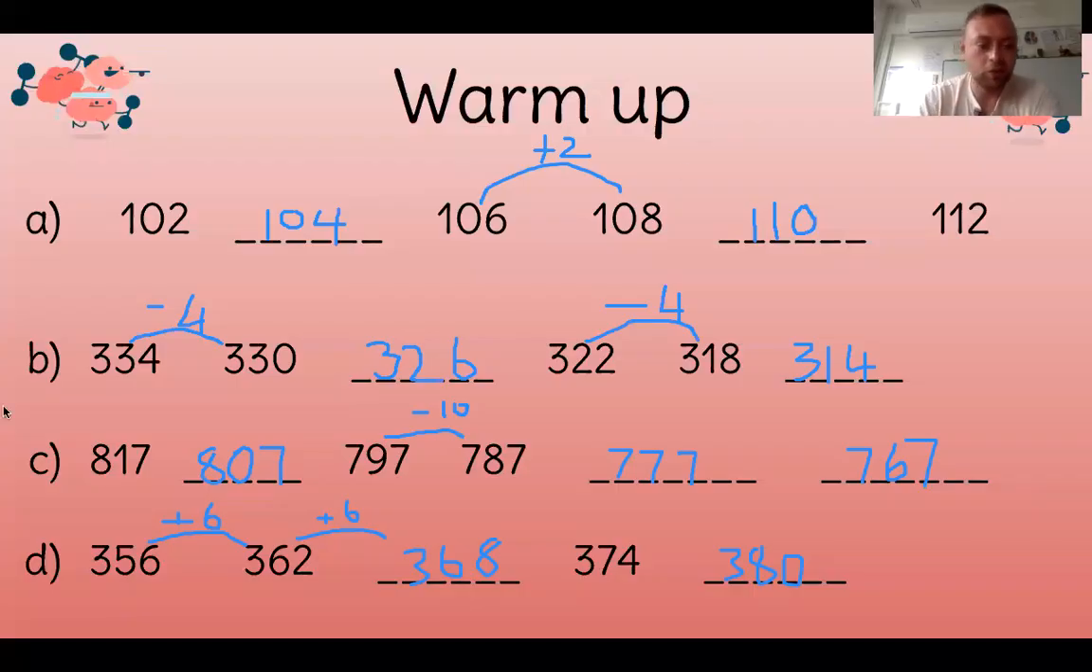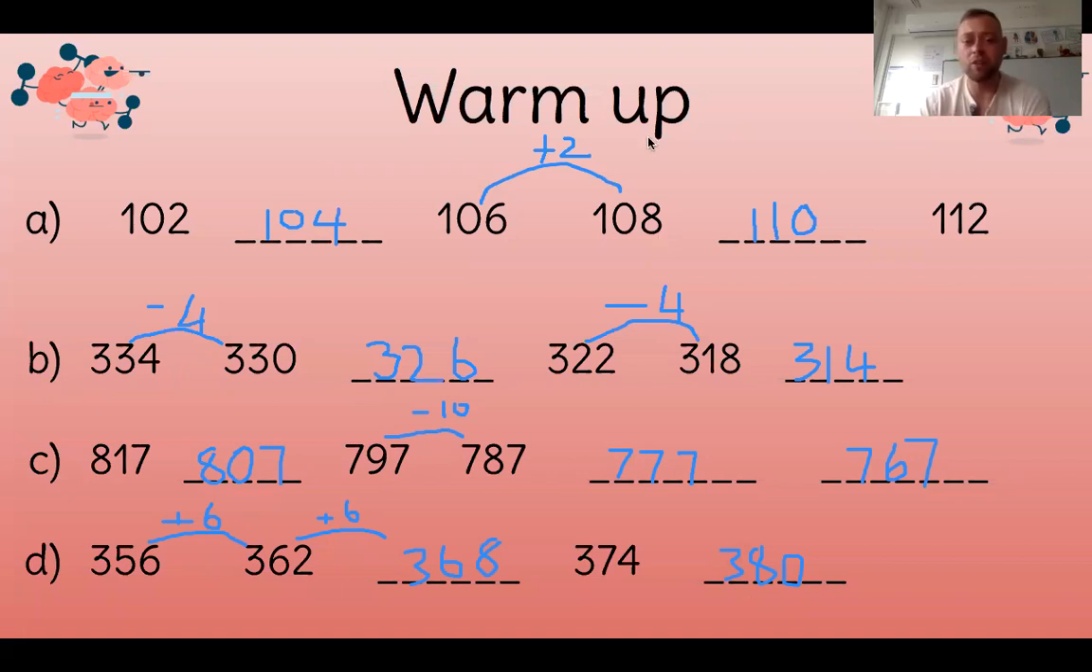Absolutely awesome. So you should have worked out in C that we were subtracting 10 each time, and you can see the correct answers on your screen. You also would have done D, and you would have noticed that we were adding 6 each time. We were counting on 6, and you can see the answers there on your screen.